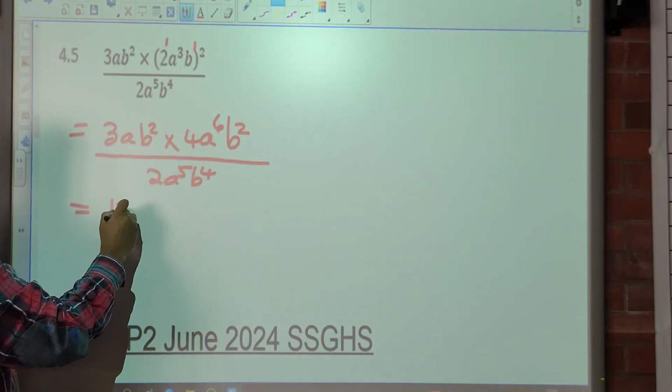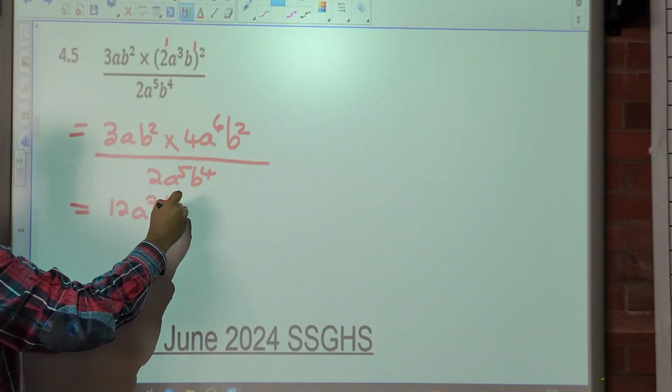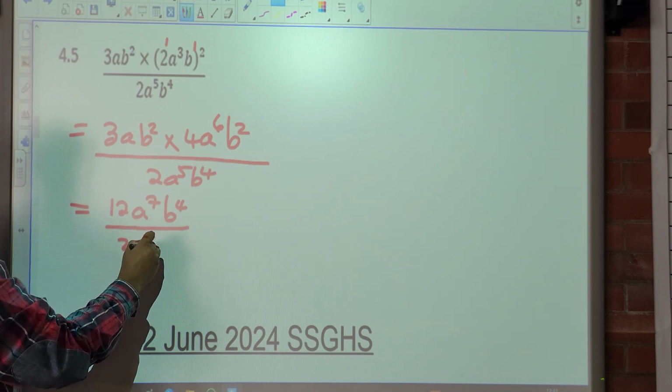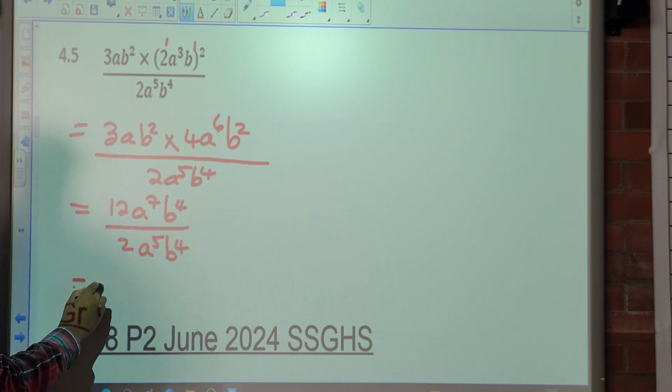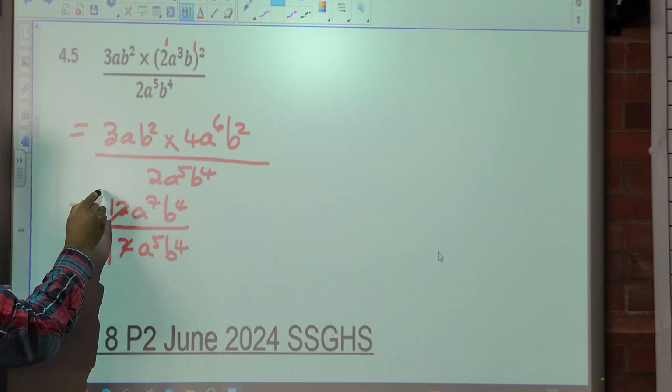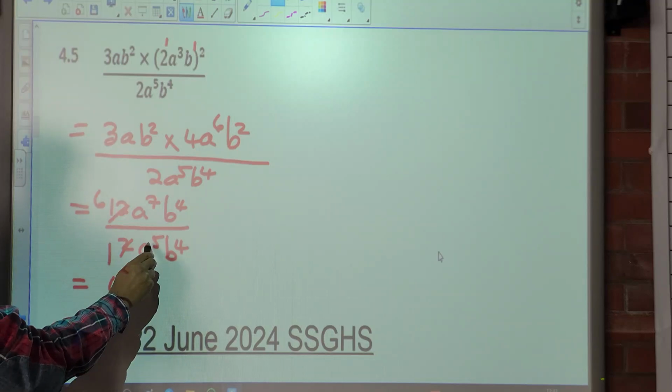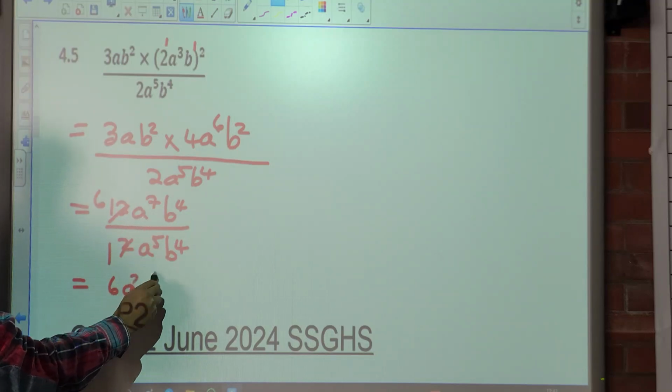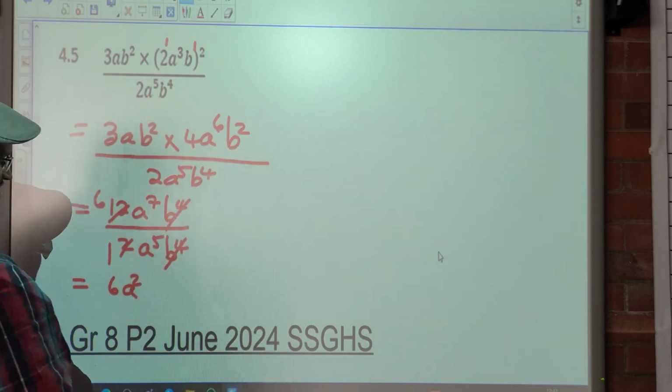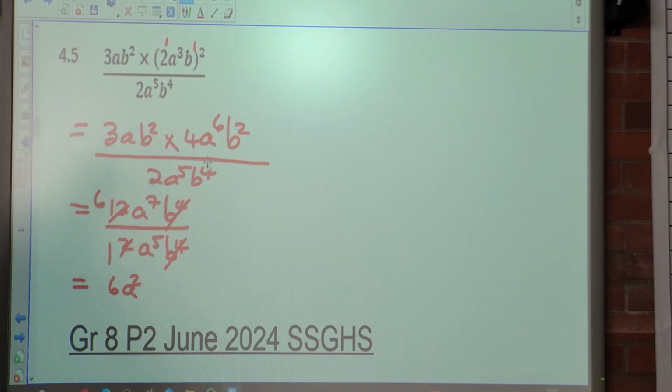3 times 4 is 12. A^7b^4 over 2a^5b^4. 2 going into 12, 6 times. It's 6a. A^7 over a^5 is a squared and the b^4 is cancelled. Answer is 6a squared.